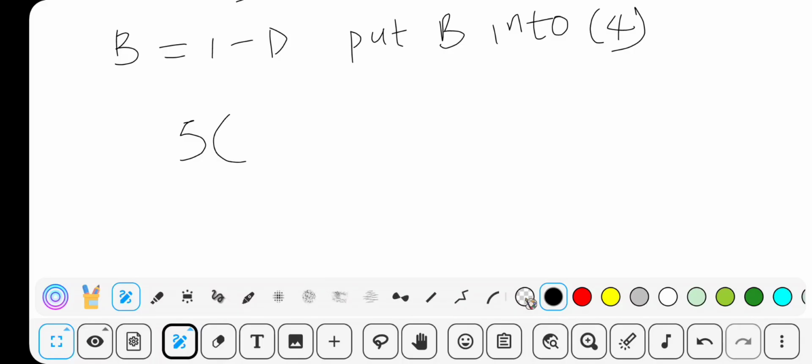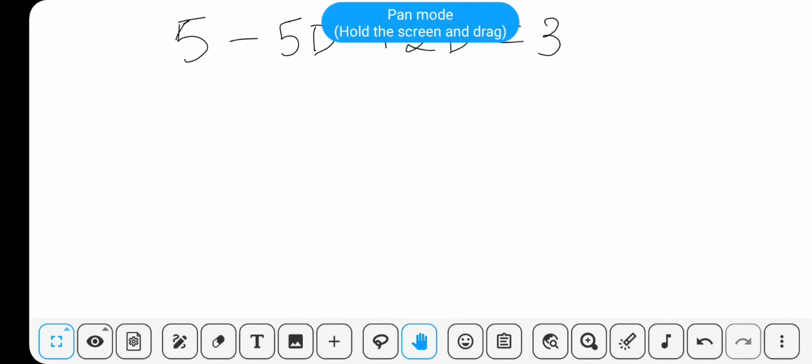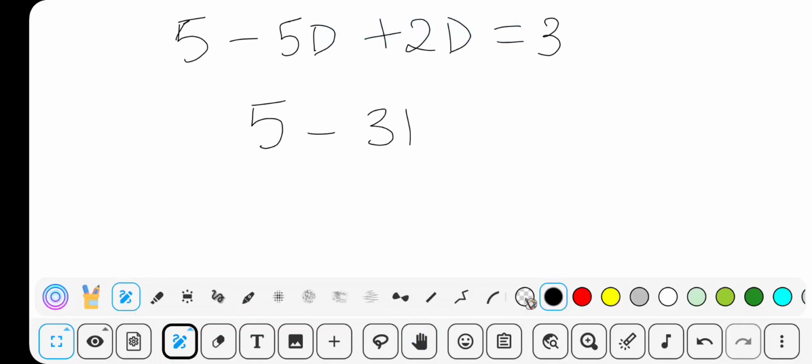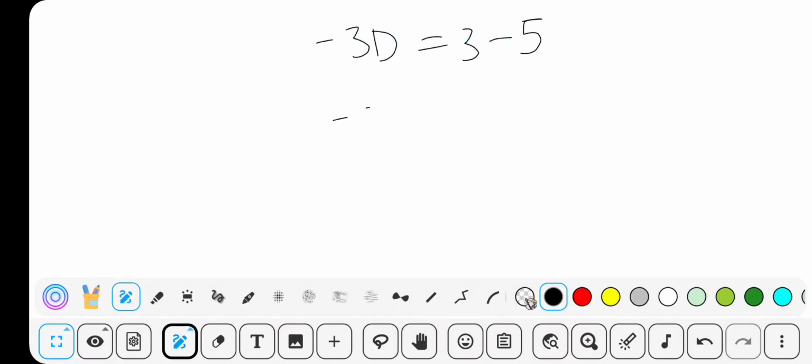You have 5 times 1 minus d plus 2d is equal to 3. You can watch the video over again to understand everything, because the calculation is clear. 5 minus 3d is equal to 3, and minus 3d is equal to 3 minus 5, which is minus 2, and dividing both sides by minus 3 will give you d equal to 2 over 3.